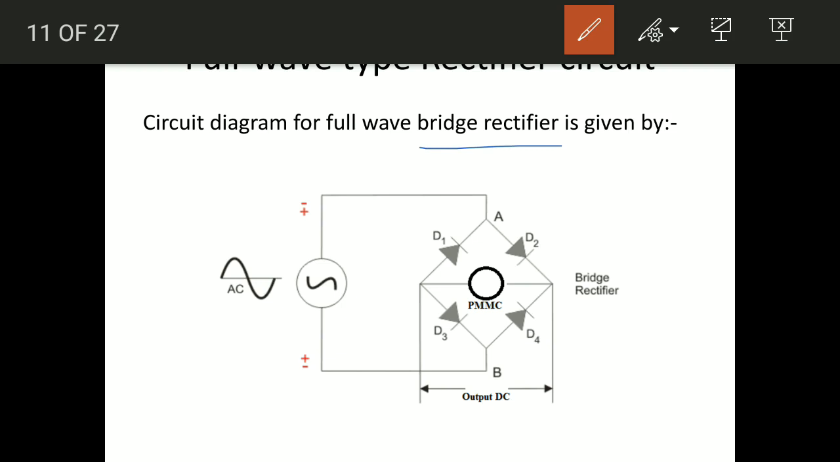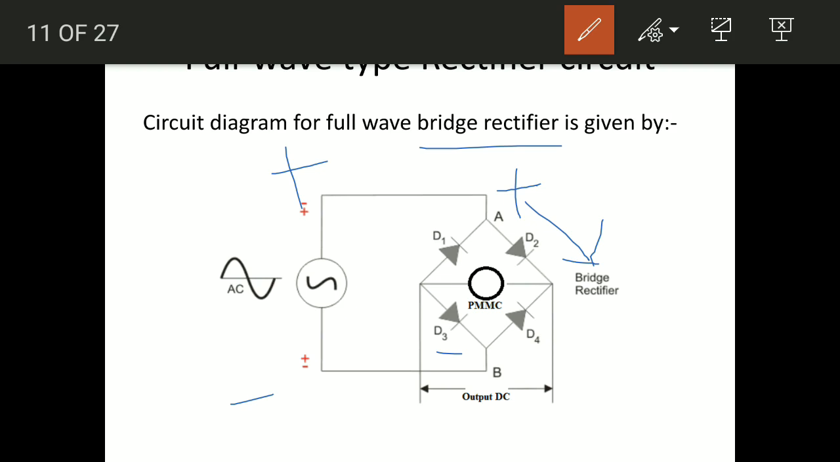Now what will happen over here: during the positive half cycle of the input quantity, terminal A is going to be positive with respect to terminal B. Let us consider that this is positive and this is going to be negative. Then terminal A is positive and terminal B is negative. Now when terminal A is positive, the current will try to flow through diode D2 like this, because diode D2 is in forward bias condition and diode D1 is in reverse bias condition.